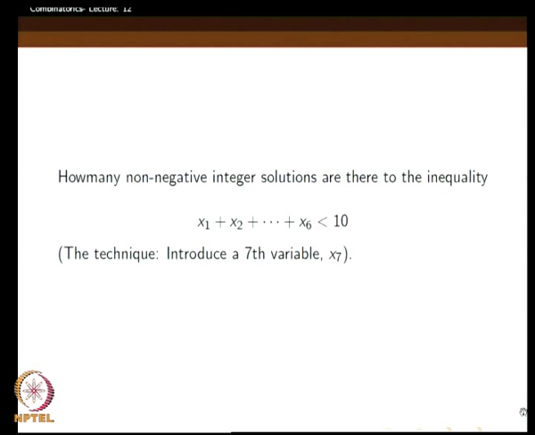The next problem we consider is some problem where we can use the earlier one. How many non-negative integer solutions are there to the inequality x1 plus x2 plus ... plus x6 is less than 10?